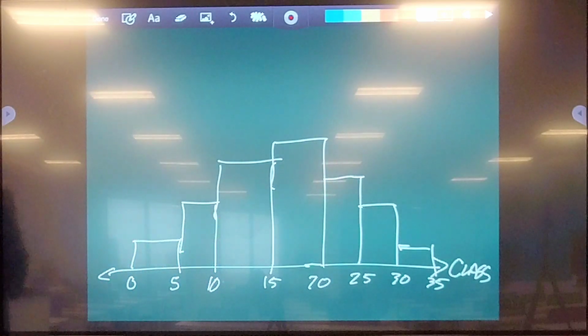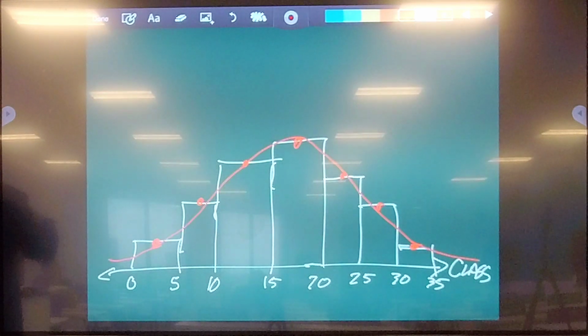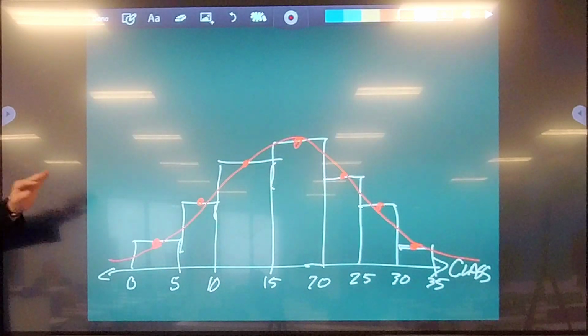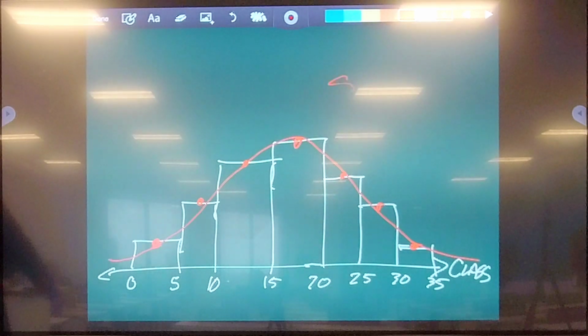And what did we say the shape of a distribution was? It's kind of like that frequency polygon, but it's just smoothed out, because the shape of the distribution should be the smooth curve through the tops of the middle of each bar. Shape of the distribution.